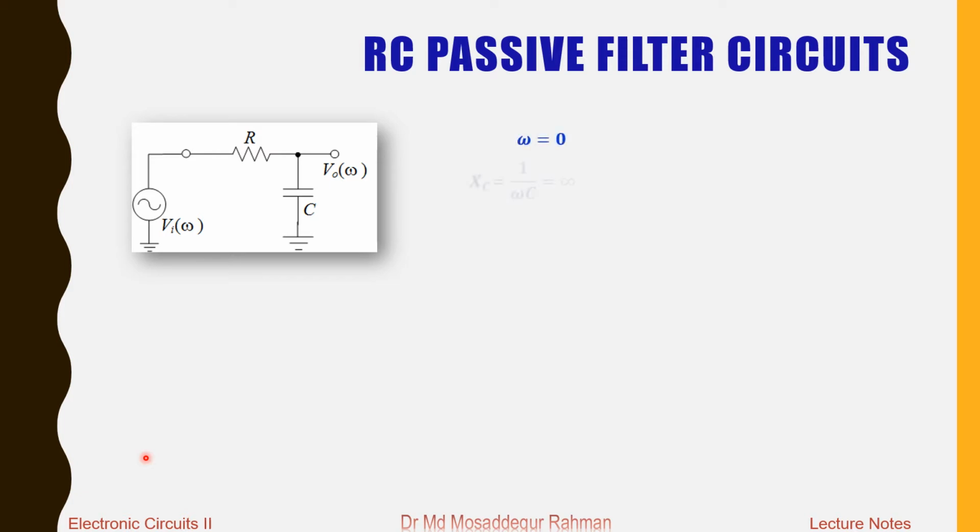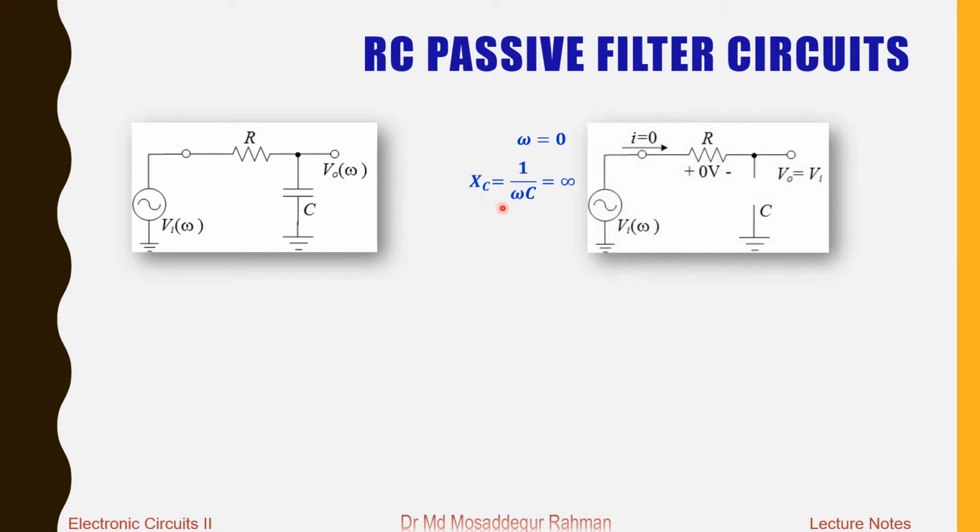So let's say frequency is 0 at the beginning. If frequency is 0, then the reactance of the capacitor Xc, which is 1 over omega C, will be infinite, and infinite reactance means open circuit. So the capacitor at 0 frequency will behave like an open circuit, and this is well known to us that the capacitor is open for DC, that means 0 frequency.